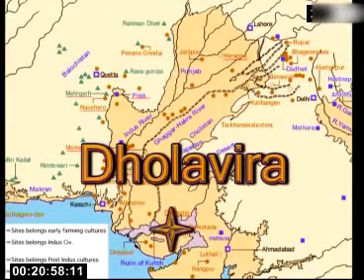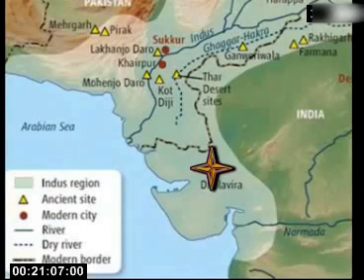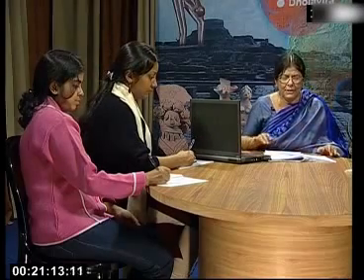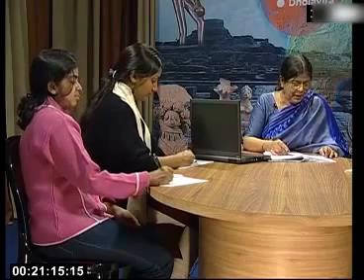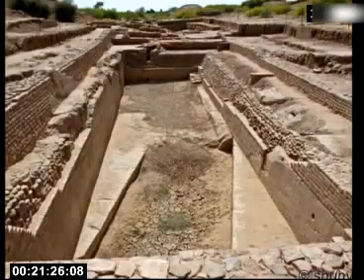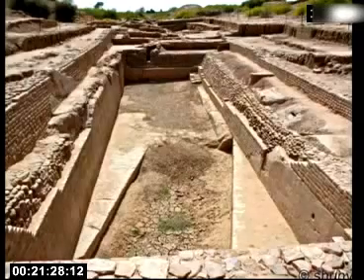Dholavira. This is the newcomer to modern civilization. It was discovered in 1989-90. This is a city on an island of Gujarat in the Rann of Kutch. It was a pretty large city, one can say. It was 60 hectares in extent, and the most important feature of Dholavira is that it has preserved its stone culture in an excellent way.